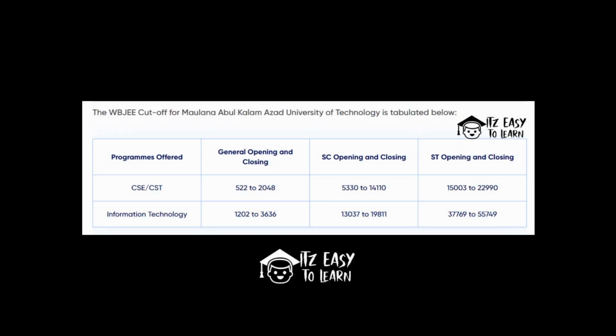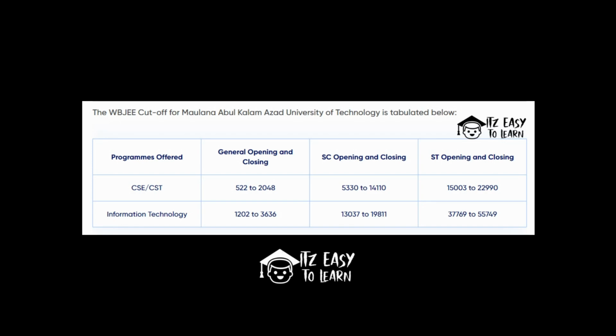Our next college is KUT. We all have heard of KUT. There are numerous colleges under this university. So if you want to study in KUT, actually it provides only two programs, that is CSE and IT. So KUT is Maulana Abul Kalam Azad University of Technology, and if you want to study CSE and you are general, then you have to rank between 522 to 2048.